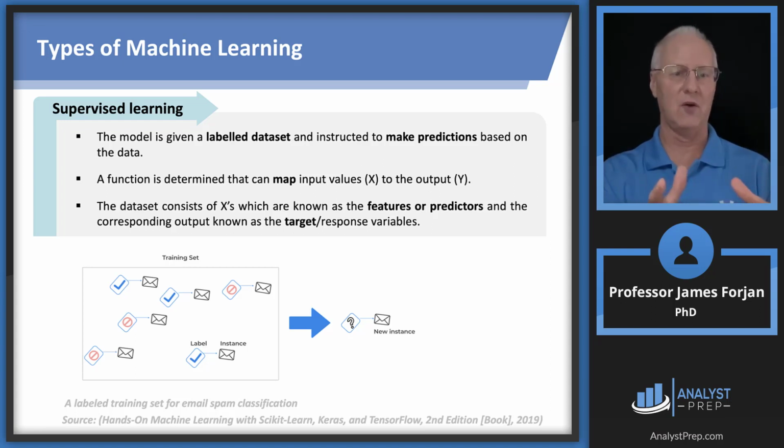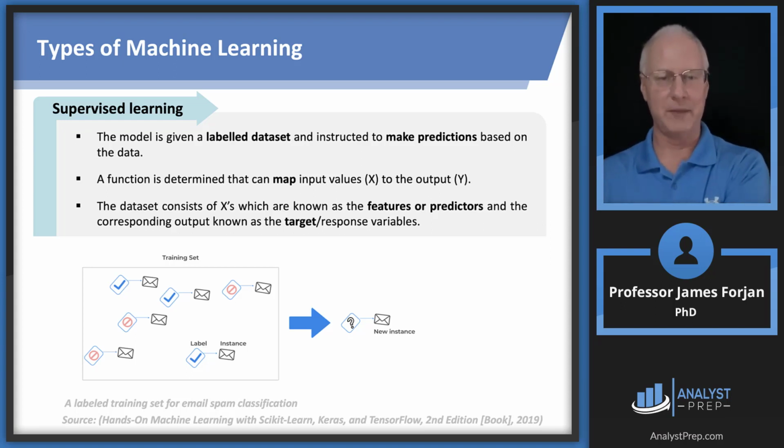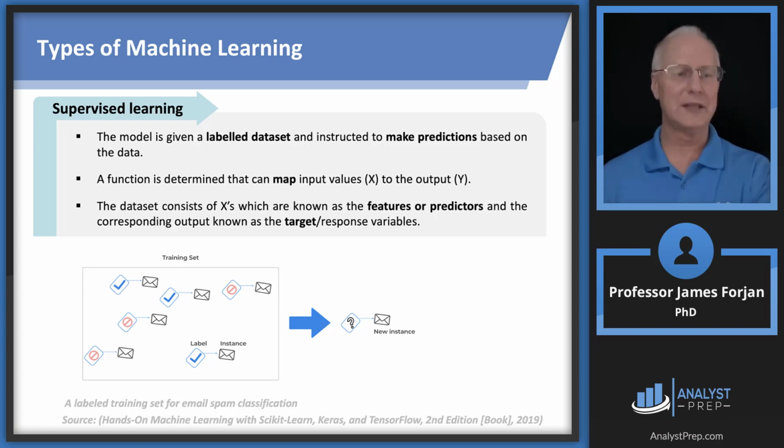So notice the training set over here could be lots and lots of different things. They could be labels, they could be instances, they could be LeBron, they could be all sorts of things. And then what we're going to do is evaluate a new instance, a new customer, a new possibility over on the right-hand side of this arrow. So look down at the bottom. This is a labeled training set for email spam classification. And so we're trying to figure out what is spam and what is not.